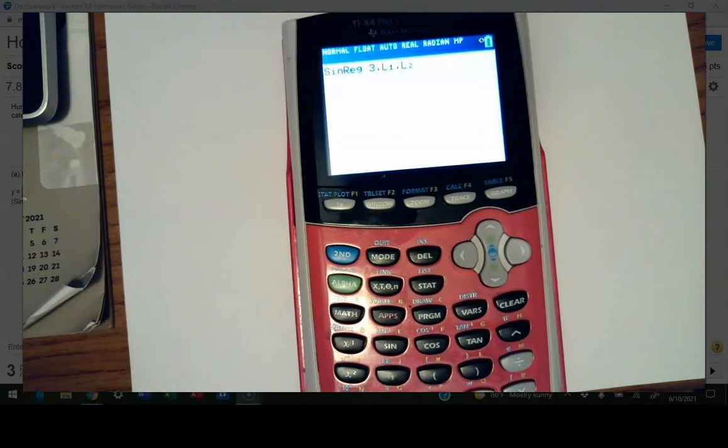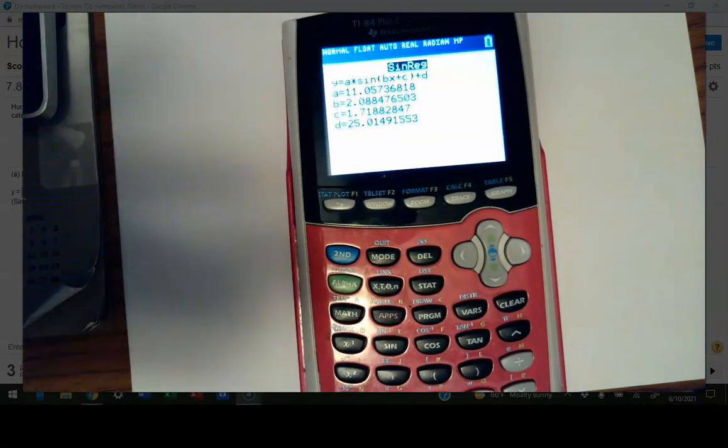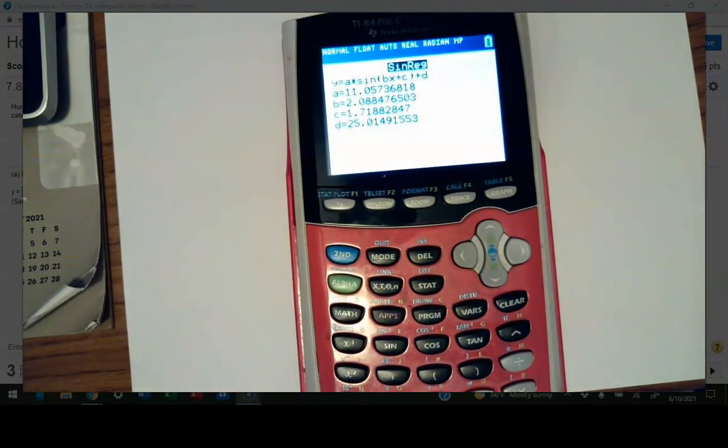When I hit enter, it's going to think for a second. And then look what it tells you. Your amplitude is 11.057. That's the actual amplitude. Your B value, or your omega, is 2.088. Your C value is 1.719. And your D value is 25.015. So we estimated, and this did a more exact calculation. It's not perfect, but it's more exact.